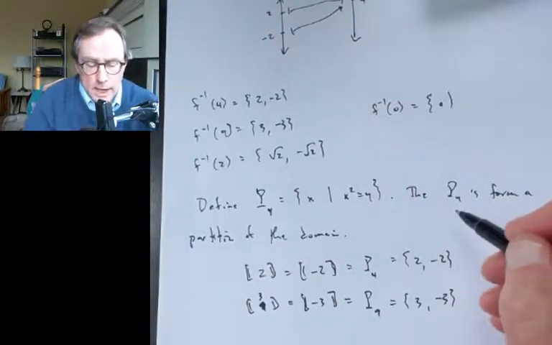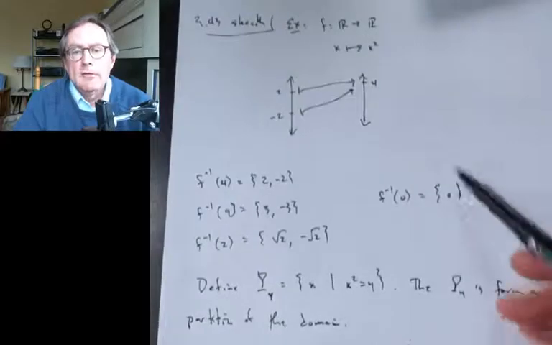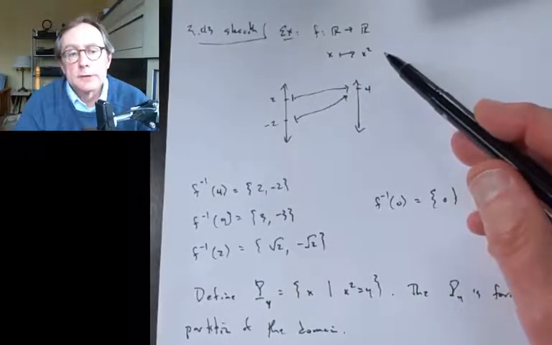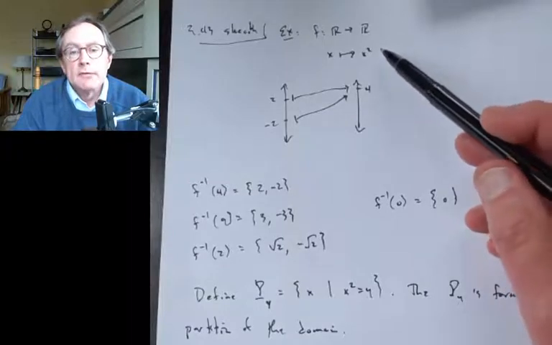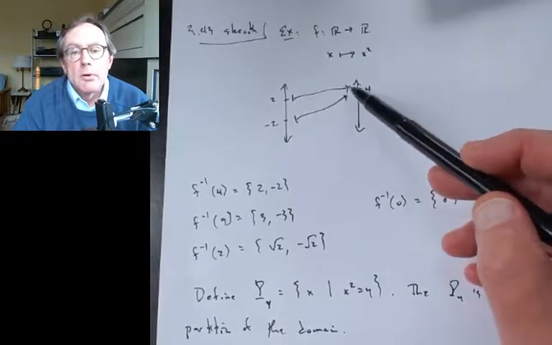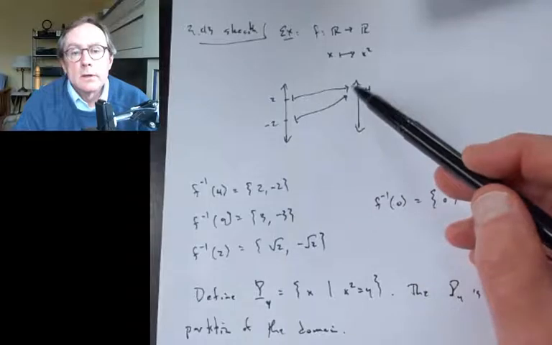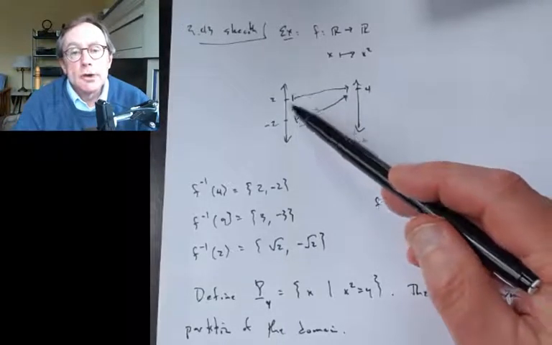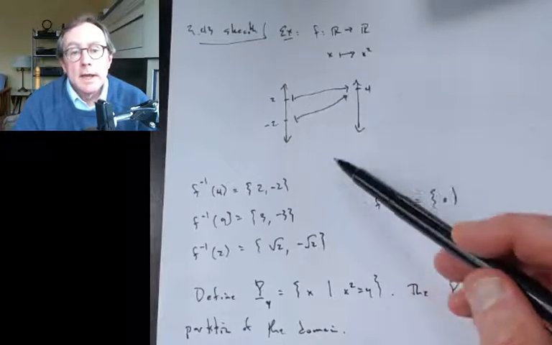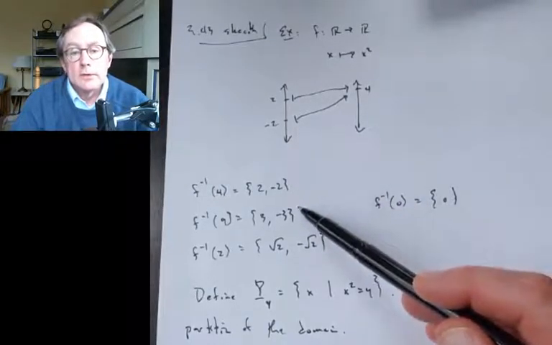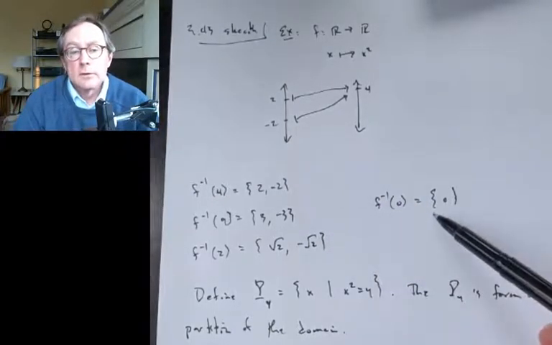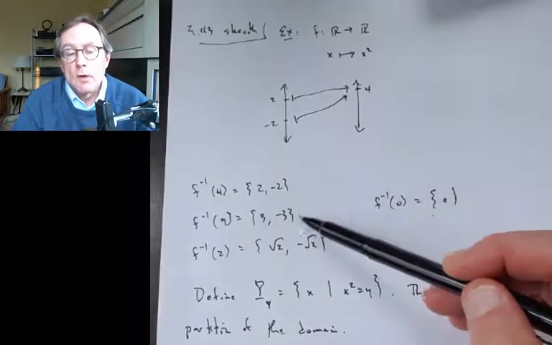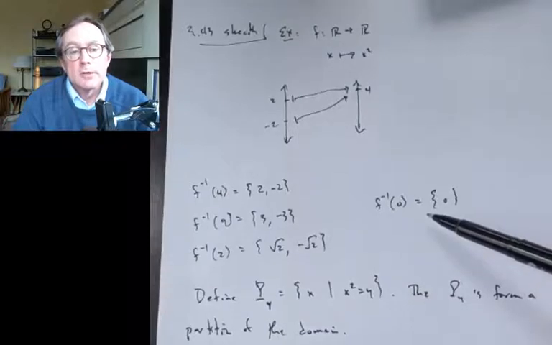Okay, so for any function, this is only one example here, x goes to x squared. I'm going to do another example in just a second. But for any function, the pullback, that is taking the inverse image, partitions the domain into these sets. In this case, the sets all have 2 elements except for a single set that has 1 element.